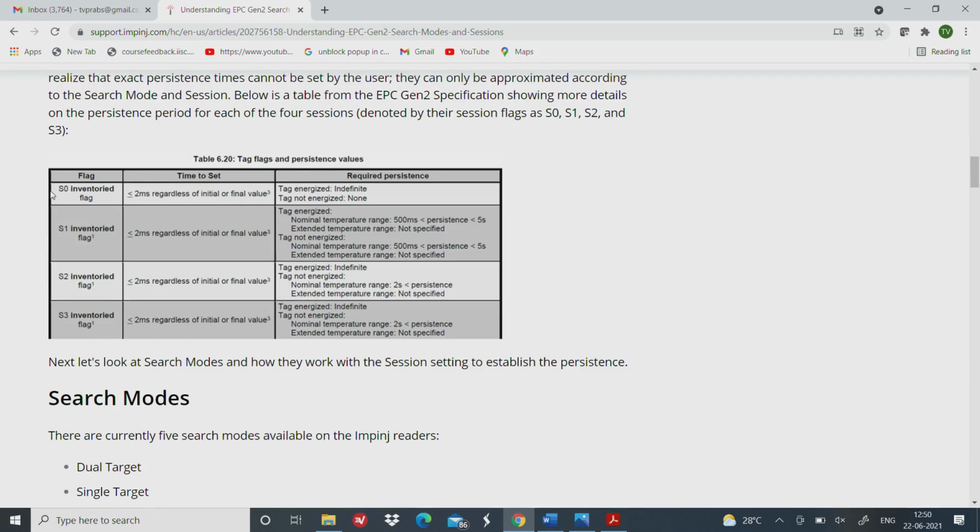So if you set it to S0 you have some time, then S1 you have some other time, S2 some other time, and S3 some other time. Look at the required persistence chart here, clearly telling you how long the persistence applies to different states. I urge you to read this as thoroughly as possible. This is a summary from the main specification document of EPC Gen 2. So the persistence time is a very important thing.